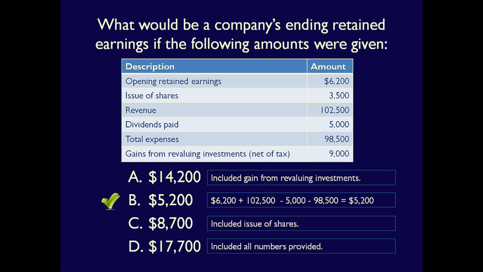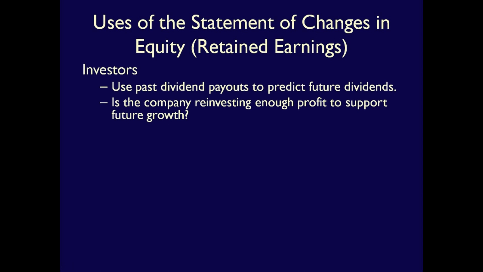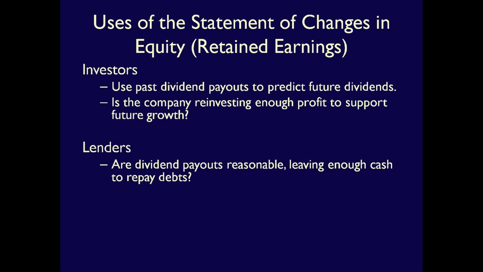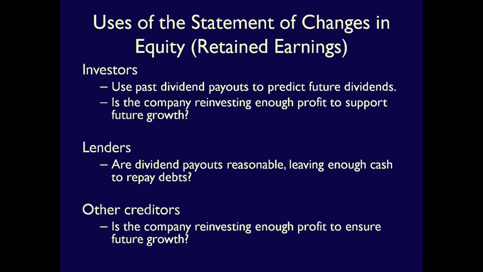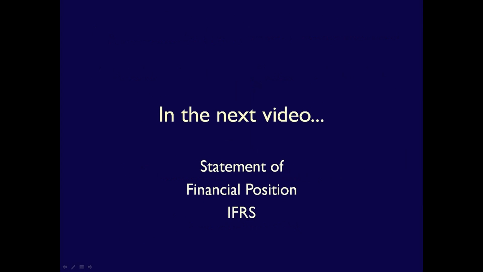There are many uses for the statement of changes in equity, but right now we'll focus only on the information from the retained earnings column and how it is used. Investors use information about retained earnings to predict future dividend payouts. They also use it to see if the company is retaining enough profit for future expansion. Lenders use it to determine if dividend payouts are appropriate and leave enough cash for debt repayment. Other creditors use retained earnings information to see if the company is investing profit back into the company for future expansion or growth. As you already know, the statement of changes in equity is connected to the shareholders' equity section of the statement of financial position, which is the topic for our next video.